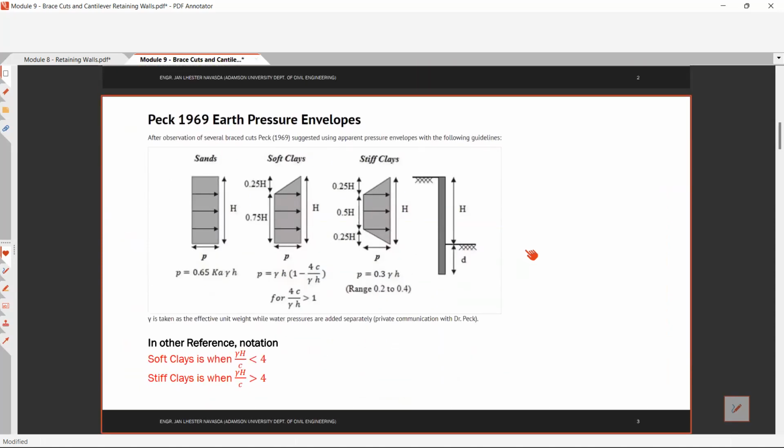So using this spec 1969 earth pressure envelope. Okay. So ito kina-consider pa rin siya ngayon kahit 1969 siya na-discover ni Dr. Peck. Okay. So many designers still using this Peck earth pressure envelopes for retaining walls. Okay. So for example, we have these retaining walls. This one. We have this H and B. Okay. So, ang ginagawa dito class is nag-a-assume ng pressure diagram. So, parang na-discover ni Peck yung pressure diagram.